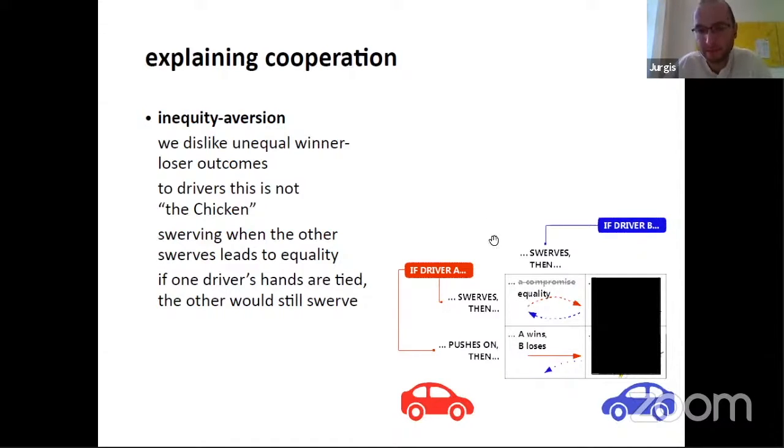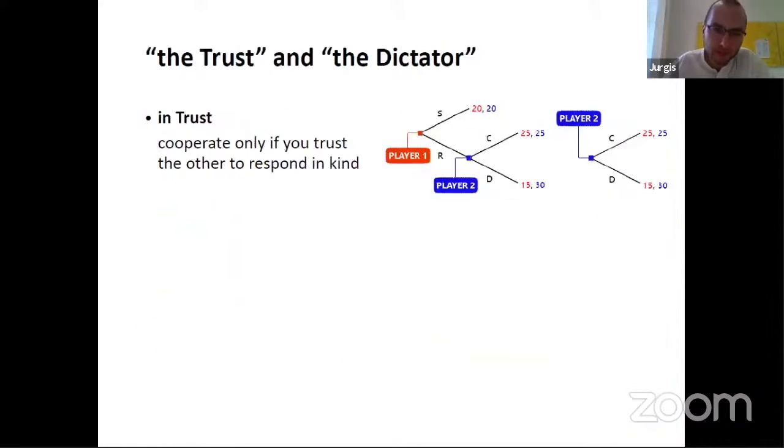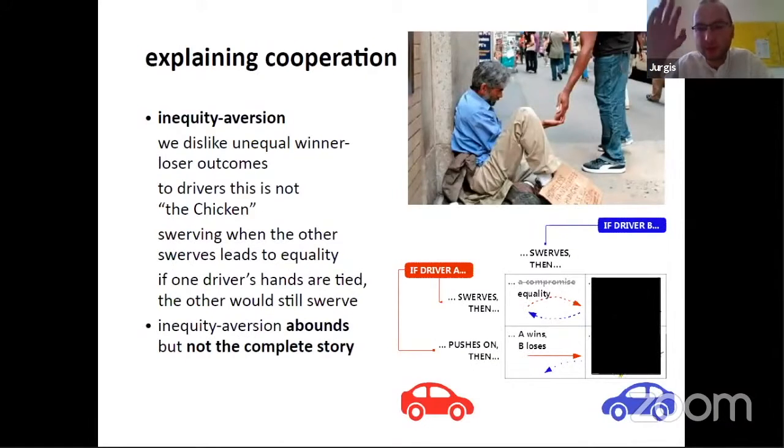Now, such unconditional aversion to inequity is certainly a very real trait for us humans, and it abounds. Think, for example, of people's individual donations to charities to reduce economic inequality. That is explained quite well by our willingness to be inequity averse, by our tendency to be inequity averse. However, it doesn't seem to give a complete story of why we cooperate with others in these interactive scenarios, such as the game of chicken.